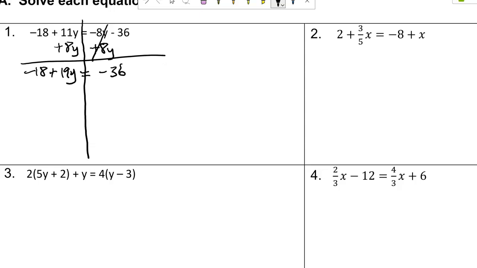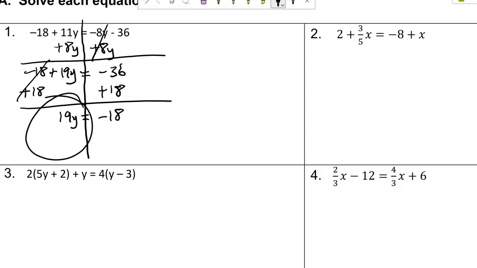Okay, now to get rid of the 18, we're going to add 18 to both sides. And don't be afraid to use your calculators to take care of this. There's no shame in it. These will cancel. We're left with 19y. And on the right side, it looks like negative 18. Now, this is 19 multiplied by y. So we are going to divide by 19, and that will cancel. We also have to divide by 19 on this side, leaving us with y equals negative 18 divided by 19.